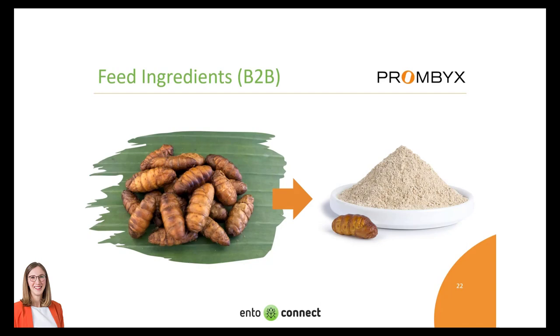This is what the silkworm pupae look like in a dry form. And for example, we process them into a protein powder. We mechanically defat them, and then we get a protein powder with 80% crude protein and 5% fat, which is a great ingredient for, for example, pet food.